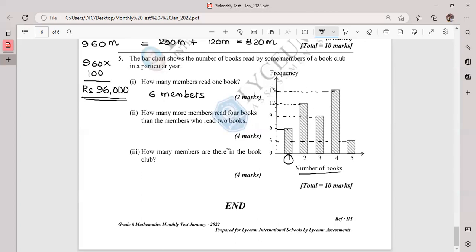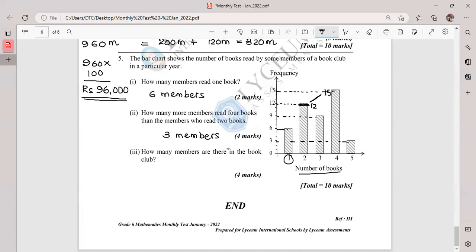How many more members read 4 books than the members who read 2 books? For 2 books, it is 12, and for 4 books, it is 15. What is the difference here? It is 3 members, right? So 3 more members read 4 books than the members who read 2 books.